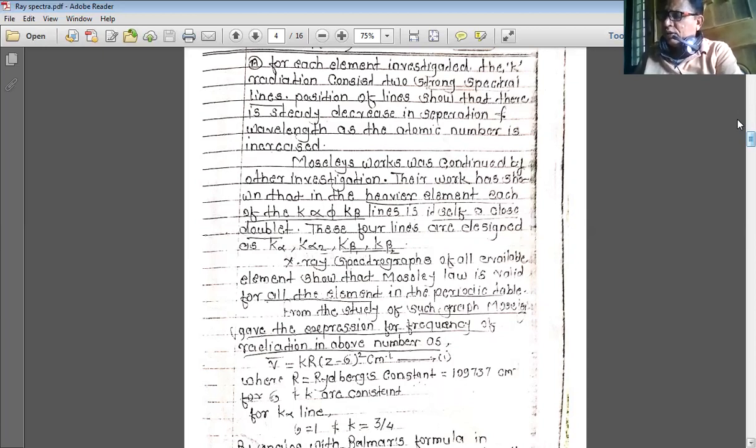Show that Moseley. Where is this? From the study of such a graph, Moseley.